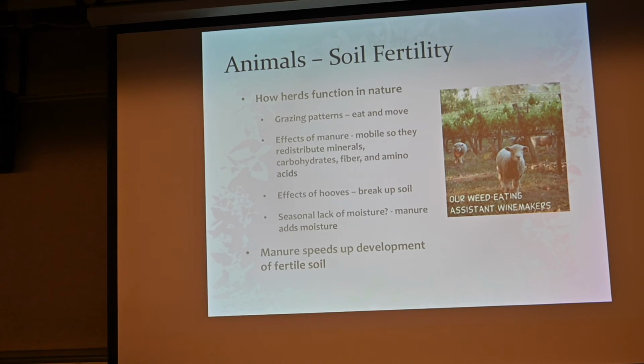Hooves break up the soil. And the buffalo apparently were just amazing at that, at the way that they broke the soil. And with the seasonal lack of moisture in Africa, the manure can add moisture when otherwise they wouldn't have moisture. And it speeds up the development of fertile soil. And as you can see, the sheep are the weed-eating assistant winemakers.